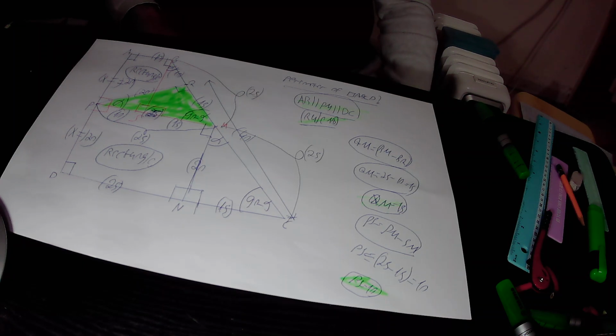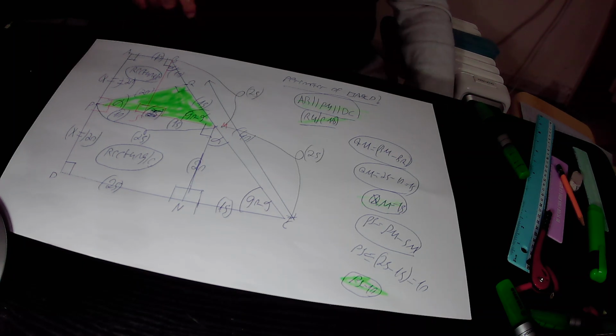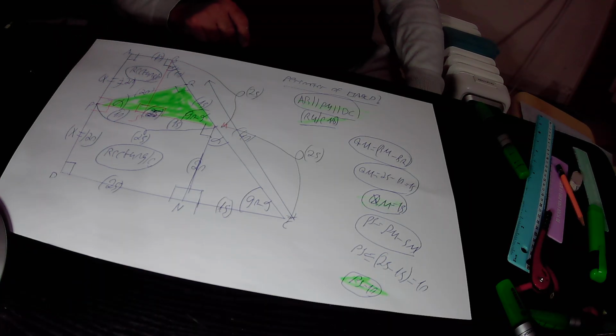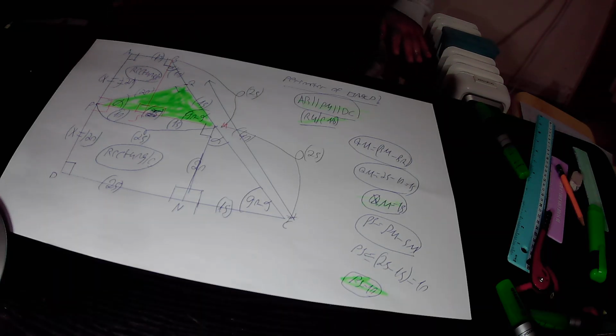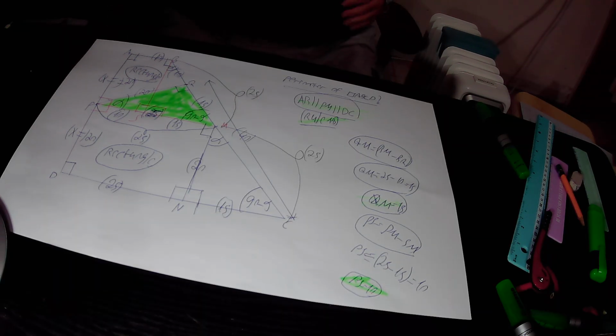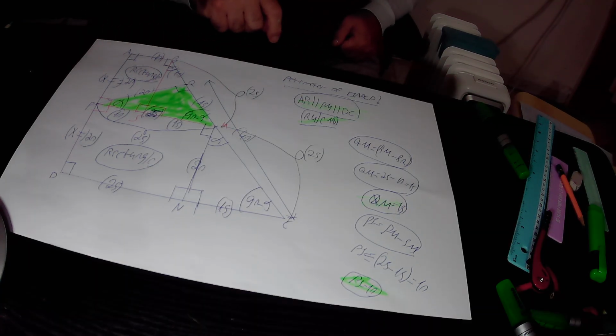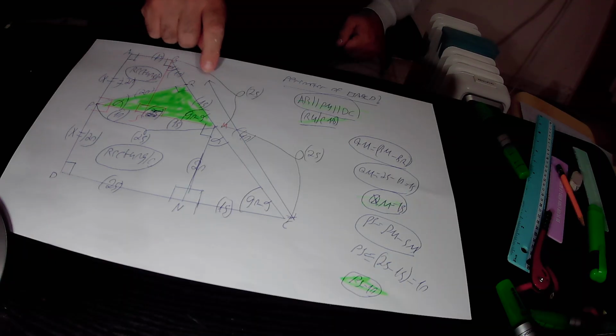In the next step, we implement the Pythagoras theorem on this right triangle PQM. According to the Pythagoras theorem, in a right triangle, the square of the hypotenuse equals the sum of the squares of the perpendicular sides. So in this right triangle PQM, PM squared, that is the square of the hypotenuse, equals PQ squared plus QM squared.